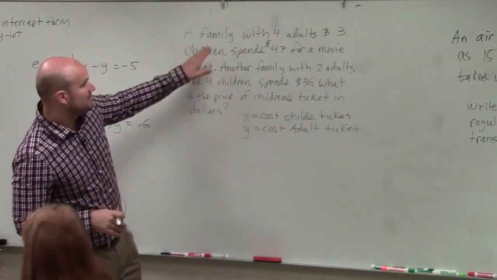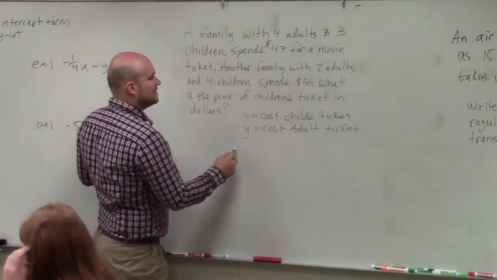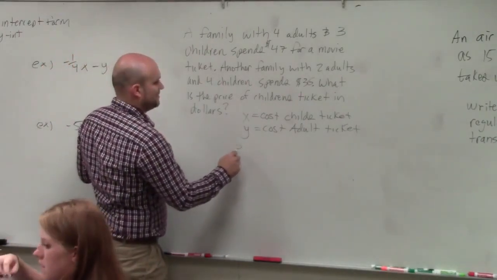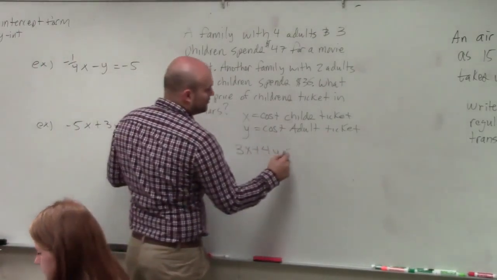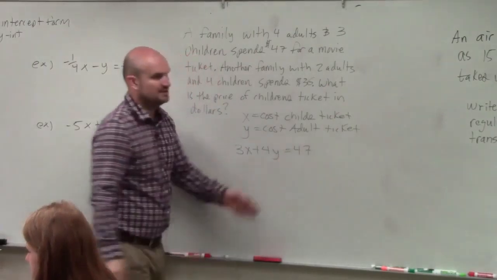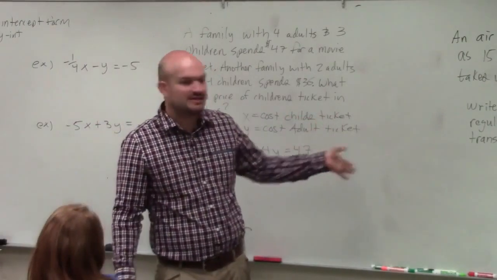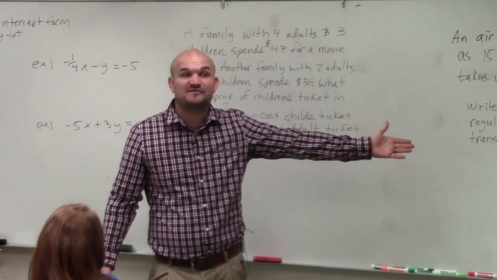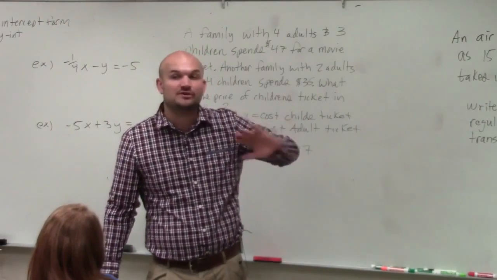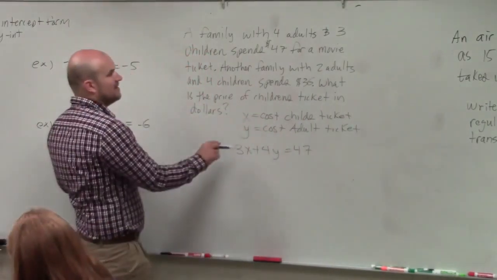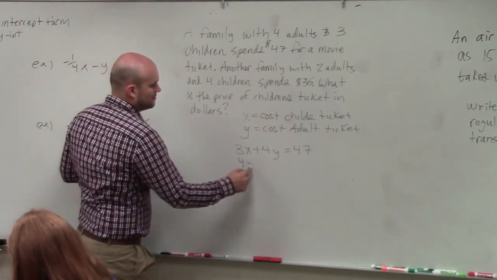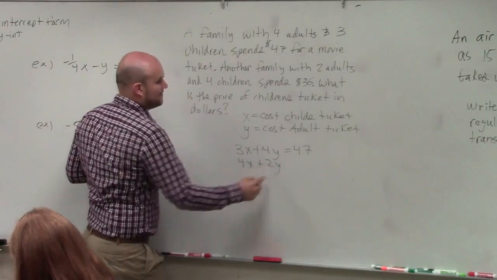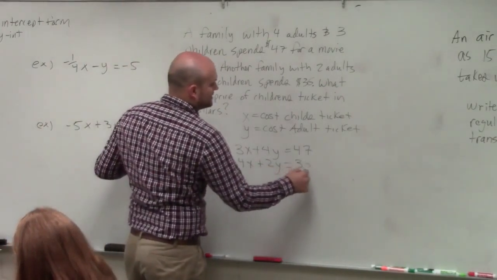Yes? So we know that, let's say, 3x plus 4y is equal to $47. Do you guys see how it's kind of different in this situation? It's equal to, whereas that one could have been 15 or it could have been less. That's why we use the inequality. And then the other one would have 4x plus 2y is equal to $36.